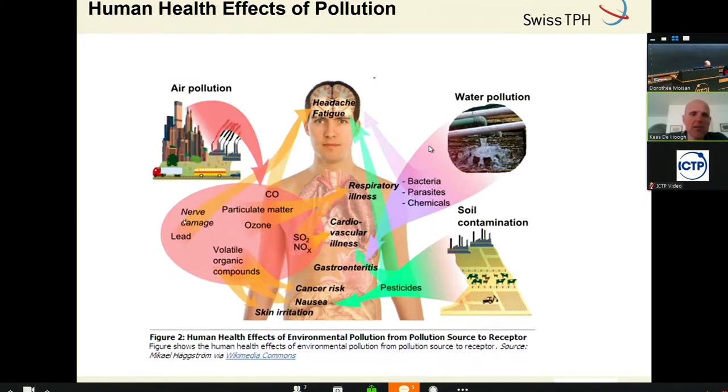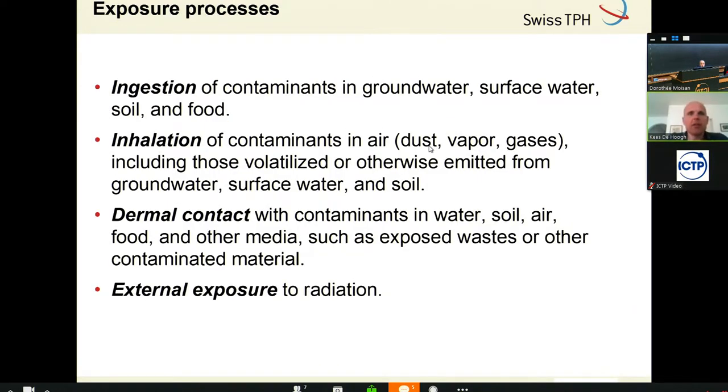So you can see that certain pollutants have certain effects on the human body. The same for water pollution and for soil contamination. Soil contamination, for example, pesticides, is a good example of that, having many different effects on the human body. So you can imagine that has some implication if you want to assess exposures and what that can do to the human body. So there are four exposure processes, really.